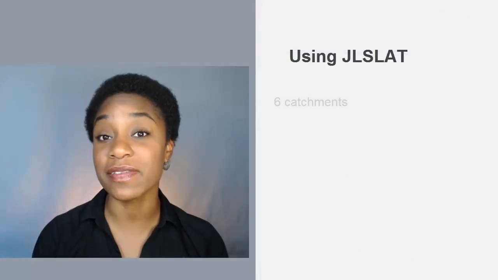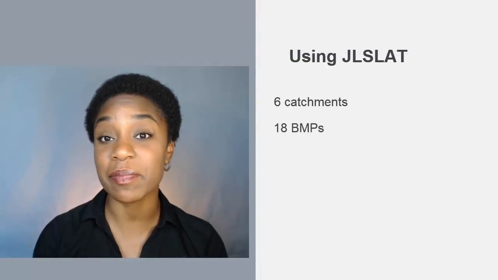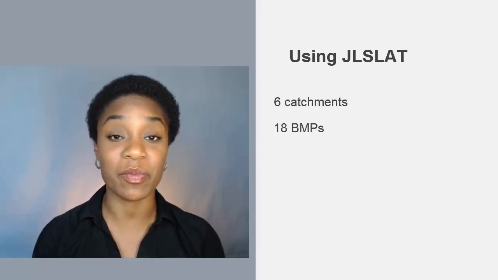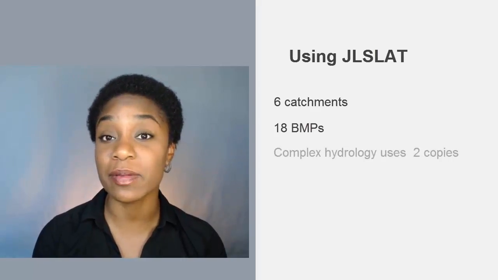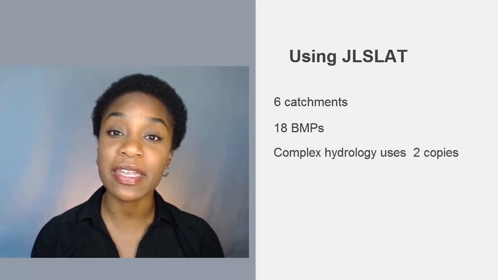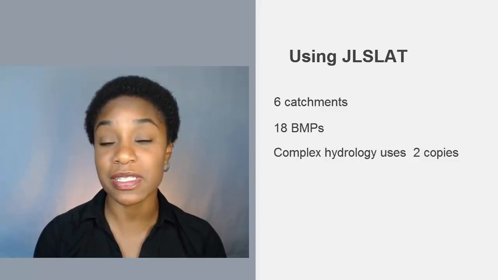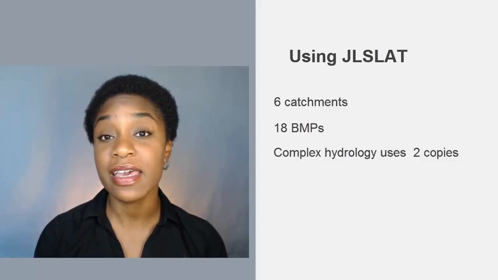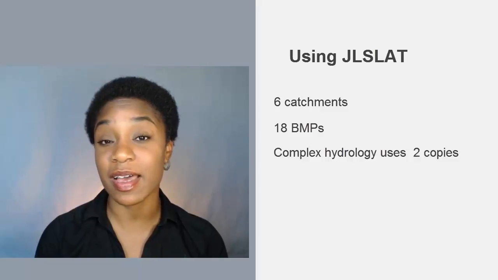A maximum of 6 catchments and 18 BMPs can be used for a given project site. Projects with more complex hydrology should be handled by entering a subset of the catchments in one copy of JSLAT and the remaining catchments in another copy of the model.